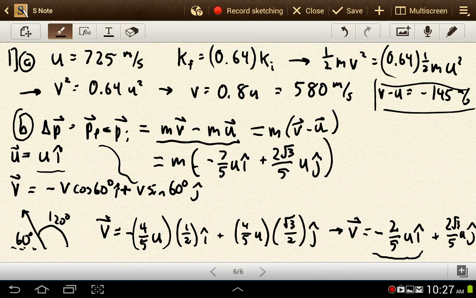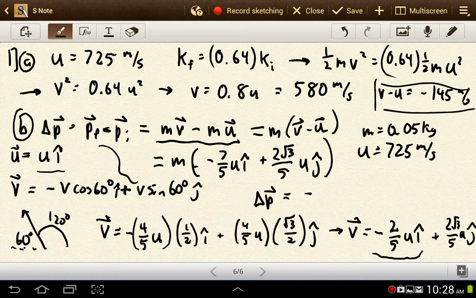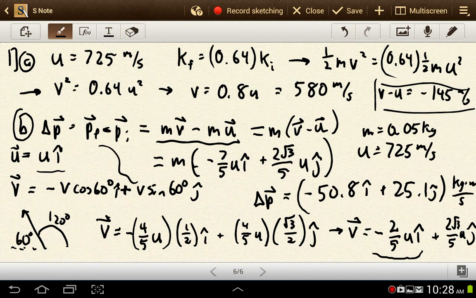So we know the mass. We know mass is 0.05 kilograms. We know u is 725 meters per second, and so what we get is that the total change of momentum, per bullet, is negative 50.8 i-hat plus 25.1 j-hat, with units of kilograms meters per second. So that there is our answer to part B.